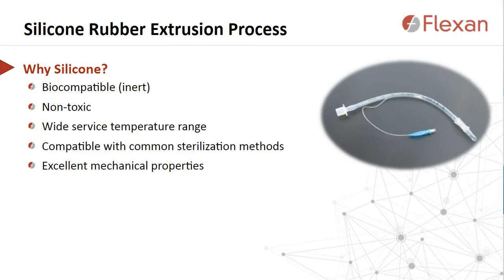Why would someone choose silicone for their device? Silicone extrusion is a logical choice for medical devices due to its biocompatibility, compatibility with common sterilization methods, and its non-toxicity. Silicone is excellent at resisting adherence to body tissue and does not support microbial growth. Silicone carries a wide temperature service range and has excellent mechanical properties.